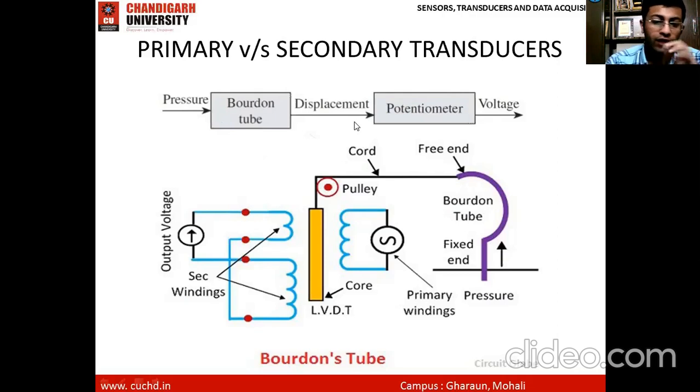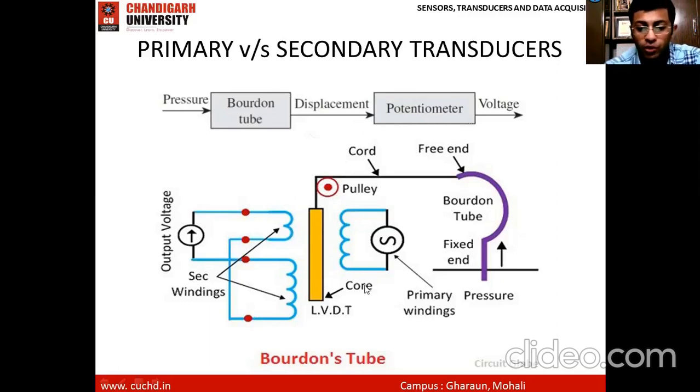So what will happen in this case is that this Bourdon tube is acting as a primary sensor. Why is it a primary sensor? Because it is converting the input mechanical quantity, that is pressure, into again a non-electrical quantity, that is a mechanical displacement of the cord. But then this cord has been connected to the core of the LVDT, the soft iron core of an LVDT. This LVDT is a linear variable differential transformer. You might have studied this in your BEEE class.